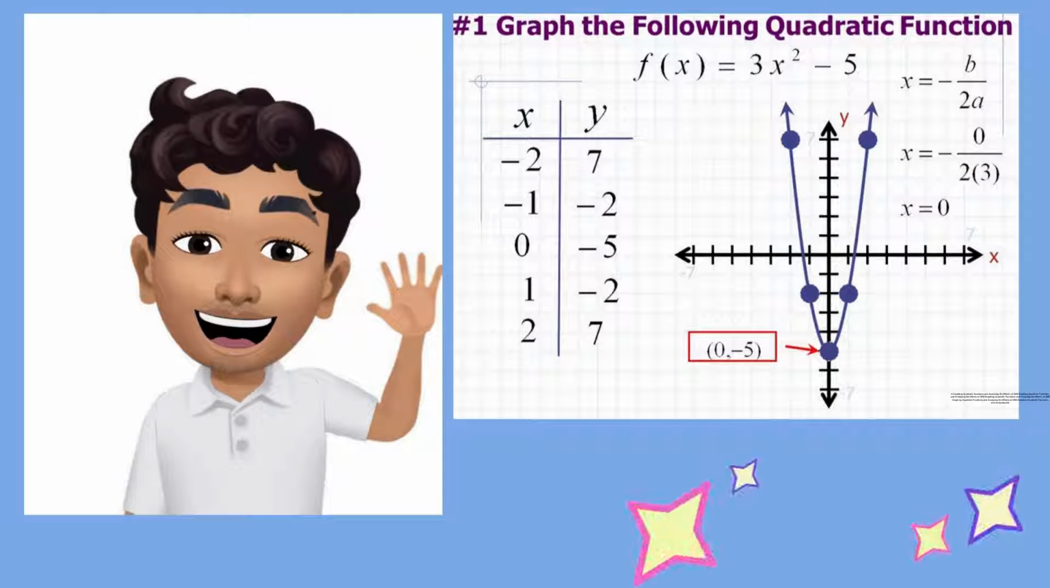To graph a quadratic function, you must have the complete table of values of x and y. Much better if the vertex is at the middle, just like in the given function f of x equals 3x squared minus 5, by which the vertex is (0, -5).